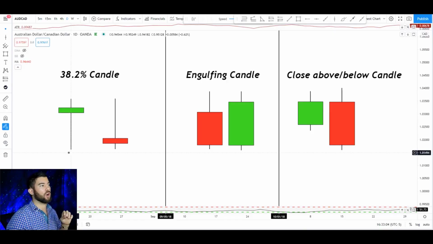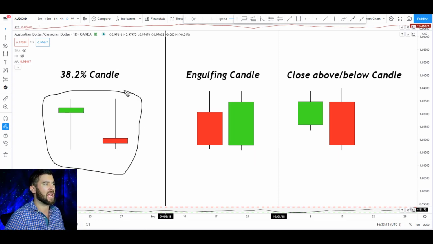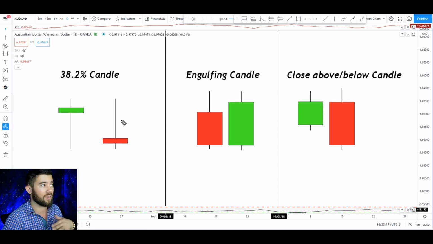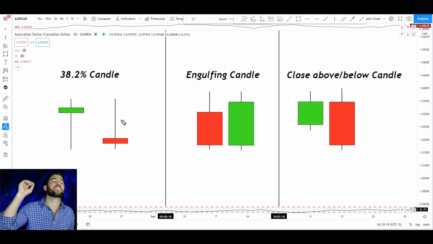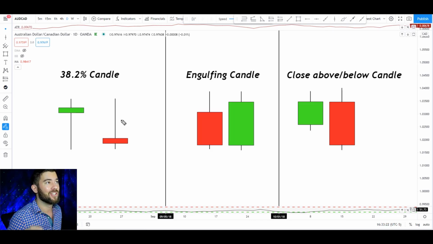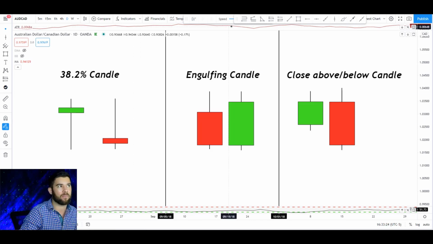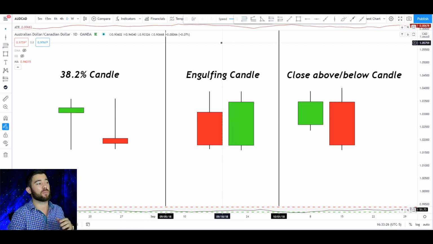The first one is called the 382 candle or 38.2% candle, and you're going to understand why in a second. You may be looking at these going, man, Steven, that looks like a hammer or a tweezer top, and that looks a lot like a shooting star. Why are you calling it a 38.2% candle? Because the name of the candlestick pattern does not matter. Let me explain. The reason I call this a 38.2% candle is because of the rule that I have for this pattern.